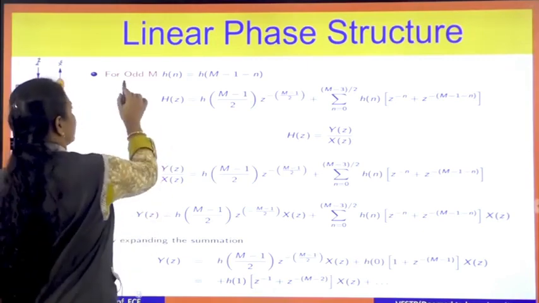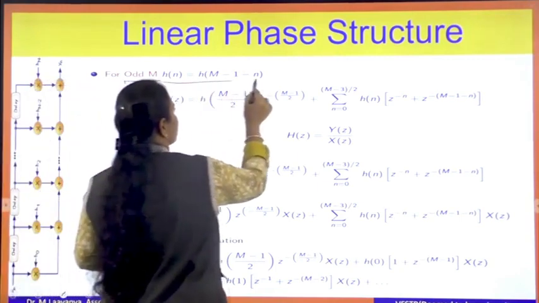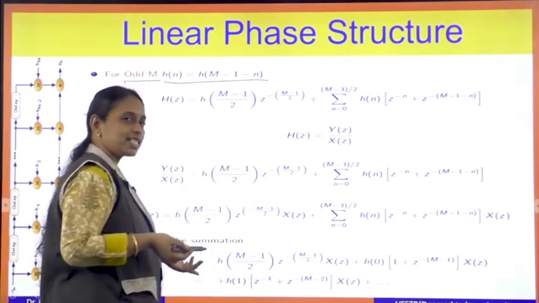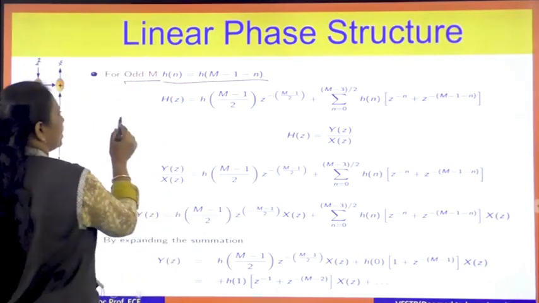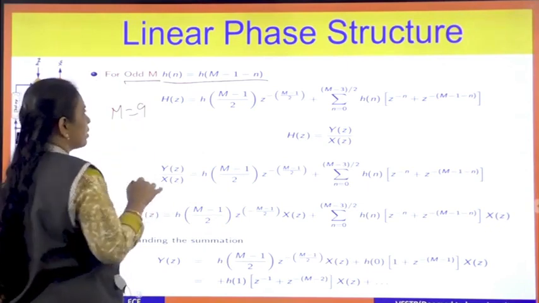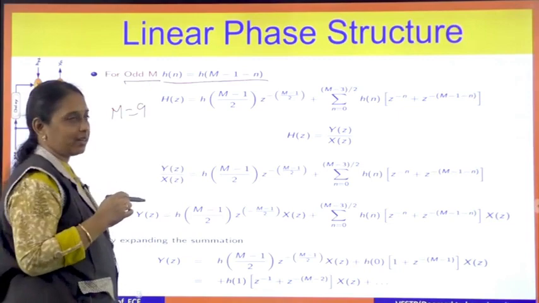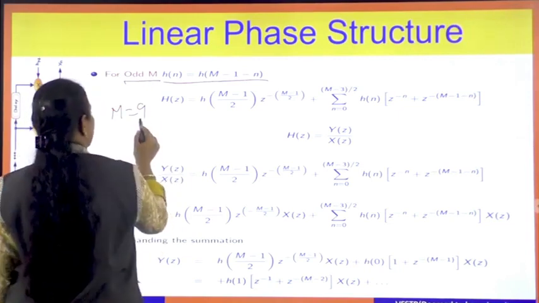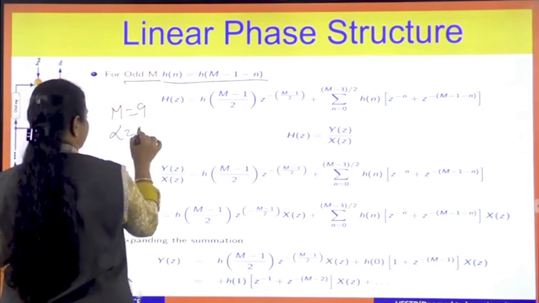Now let us see another method for m odd. Here also h of n is h of m minus 1 minus n. As I told you earlier, I want to split it into equal halves. Suppose I am taking m is equal to 9. Here it is an odd value, so m is equal to 9 I am taking. If I am taking 9, I want to divide it into equal parts. What is my center of symmetry?